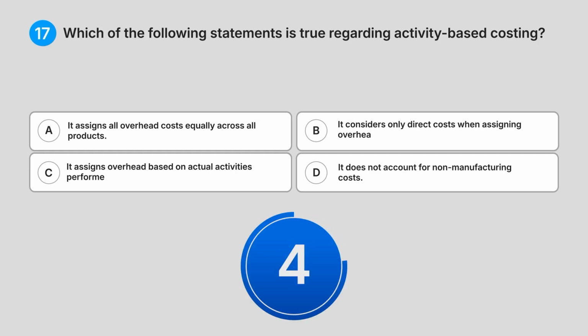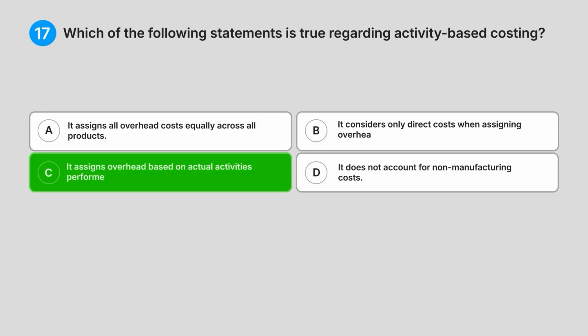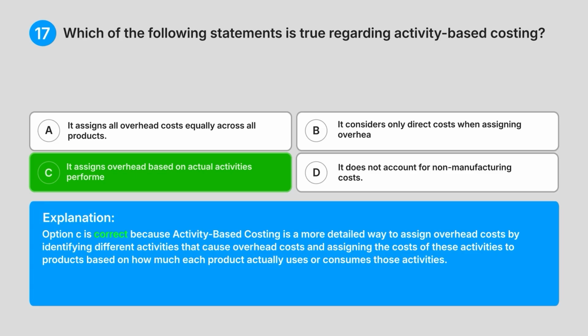Can you guess the answer? Correct answer, C. It assigns overhead based on actual activities performed. Explanation: option C is correct because activity-based costing is a more detailed way to assign overhead costs by identifying different activities that cause overhead costs and assigning the costs of these activities to products based on how much each product actually uses or consumes those activities.